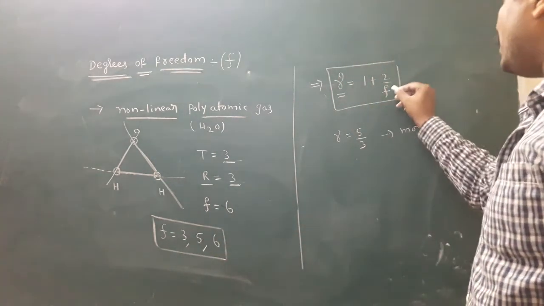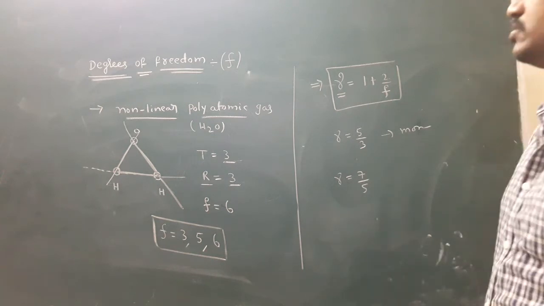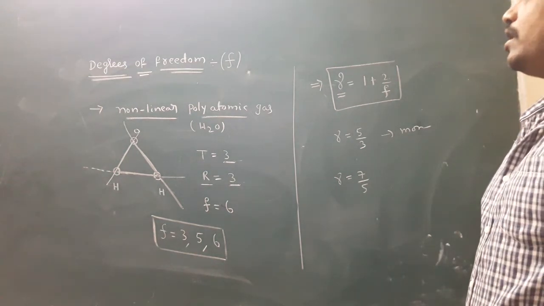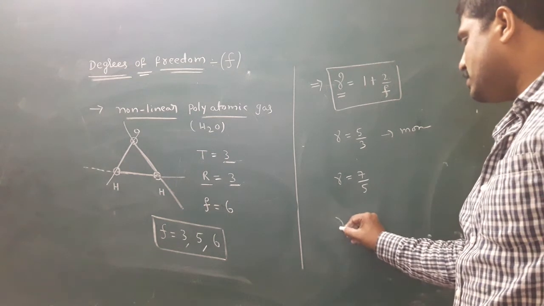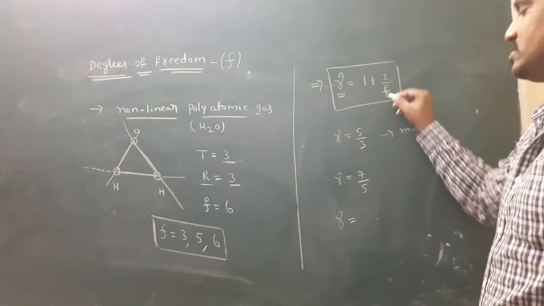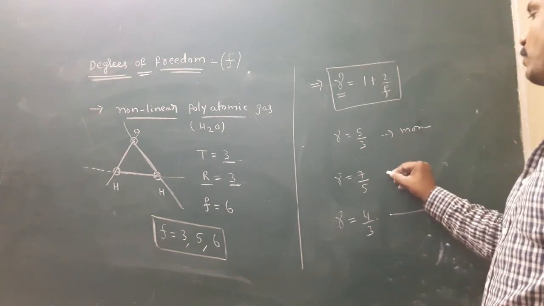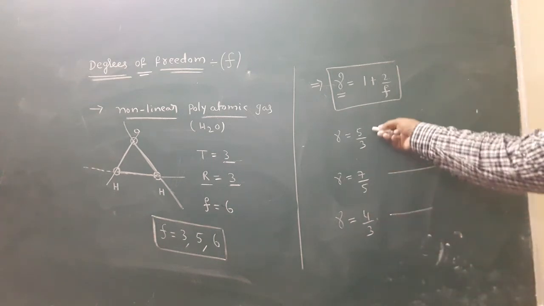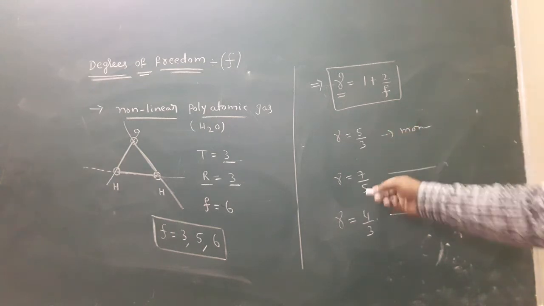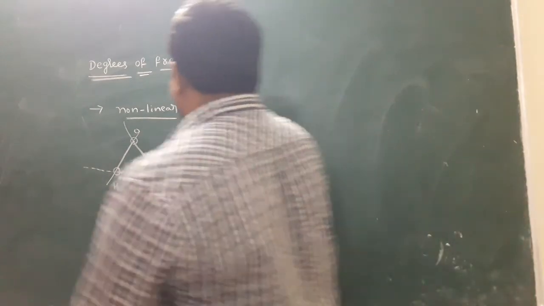Putting F value 5, the gamma value is 7 by 5. This is for diatomic gas or linear polyatomic gas. Next, putting F value 6, finally we get 4 by 3. This is for non-linear polyatomic gas. Okay, these values I discussed in yesterday's class. Okay, look here now.